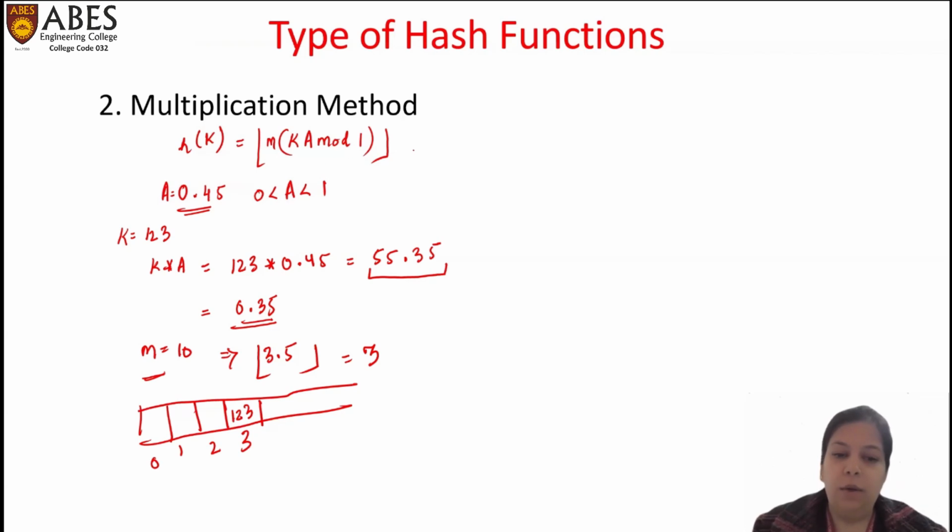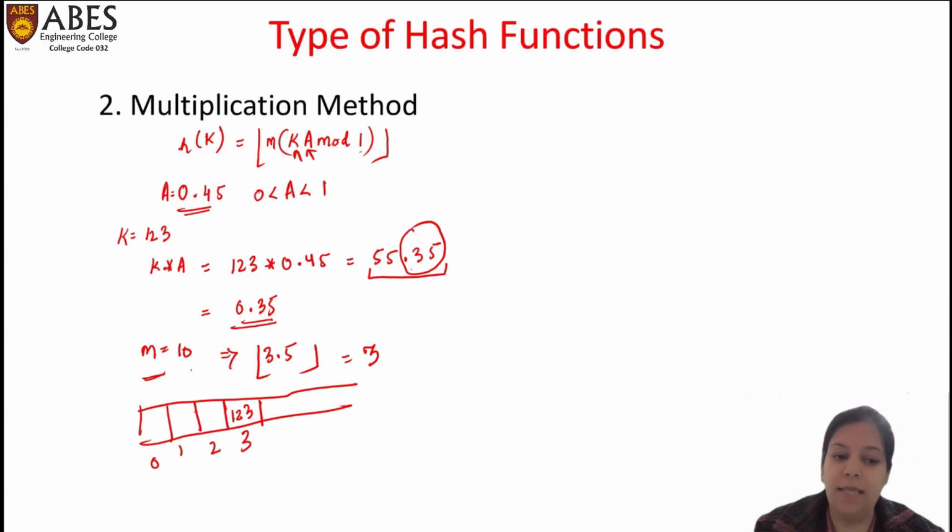Let us just take a look again. We are going to multiply the value of the key by a constant A, and this A is always taken from between 0 and 1. And then we are going to take the modulus of this value. After multiplication, we have to take the modulus by 1, so that we get only the digits which are there after the point. And then we are going to multiply it with the table size.